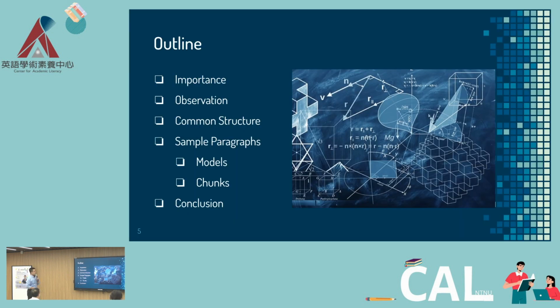So this is today's outline. I will start with the importance of academic writing, and then some of my observations from my own learning experience, my teaching experience, and my tutoring experience, so that I can provide you with some tips to get started. Then I'll talk about the common structure of English writing, academic writing especially, and provide some sample paragraphs. I know you have got the handouts, so I would like you to participate actively so that we can have hands-on experience. Then probably you'll be aware of the models and the chunks. These tricks help you finish academic writing efficiently and effectively.